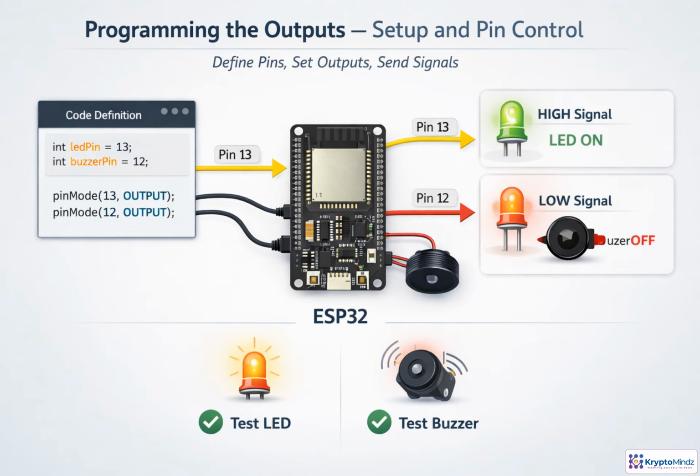Next, connect the program to the hardware. Give each output a clear variable name, like red LED or buzzer, and assign it to the ESP32 pin it is wired to. In setup, pin mode tells the board those pins will send voltage out, not read input. After that, digital write controls the behavior. High turns an LED or buzzer on, and low turns it off. When testing, start with one output at a time. That makes wiring mistakes and wrong pin numbers much easier to find.